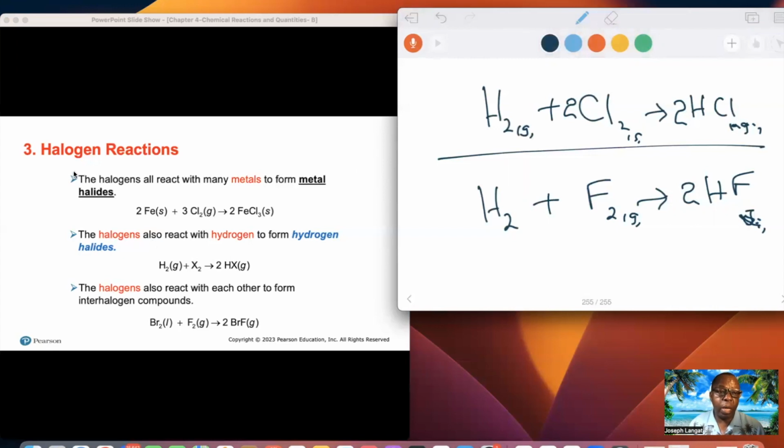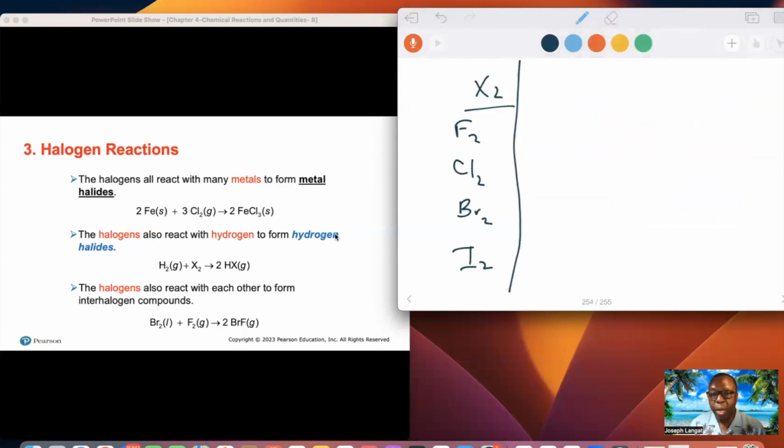And then lastly, halogens reacting with other halogens form interhalogens. So it can be any of these, and the chemical formula will just be formed in the halogen compound. Crossover rule, you start with the least positive in the halogens.